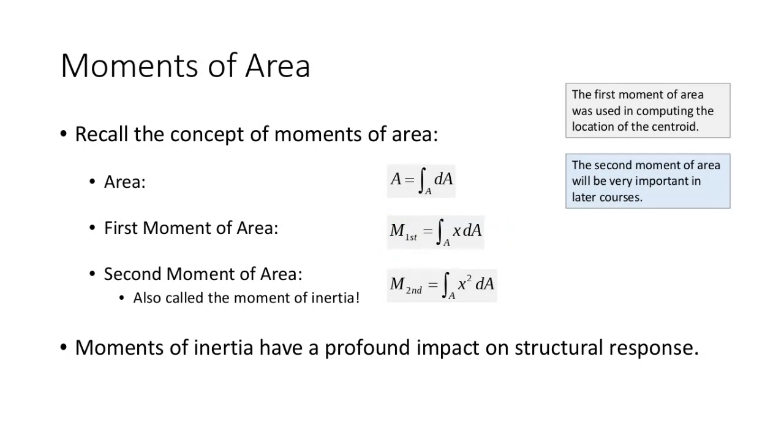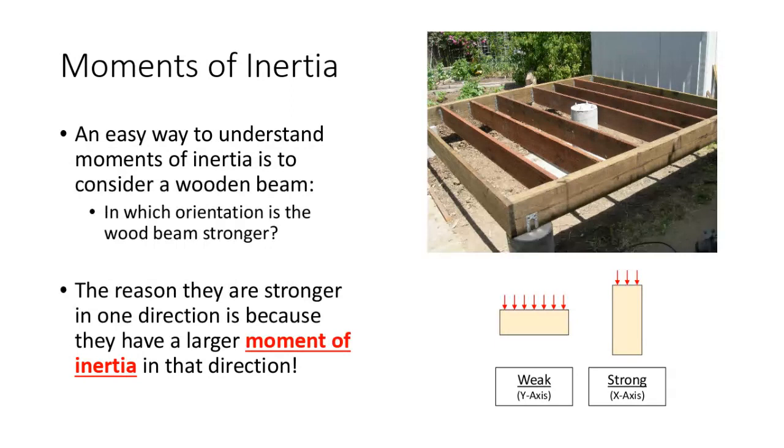That would be what's called the second moment of area, okay? And the second moment of area is very, very important in the world of engineering. We have a special name for that second moment of area, and we call it a moment of inertia, okay? Moments of inertia have a very, very profound impact on structural response. And I'm going to give you a very basic real-world example of that. So I'm curious if anybody in the class has ever done any sort of framing or any sort of building, if you worked on anything around the house, even if you haven't. I'm going to give you a really, really basic example.